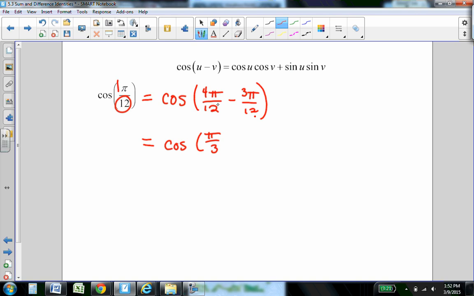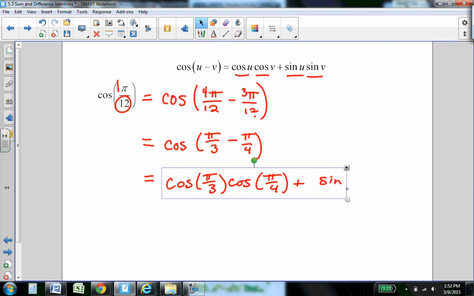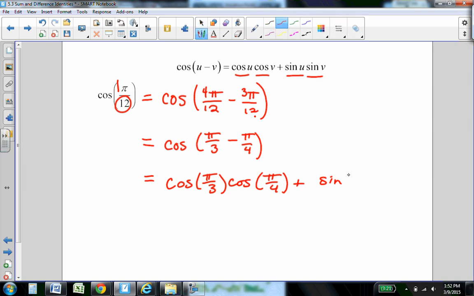Simplifying these down, you get pi over 3 and pi over 4. And we're, again, using the difference. So it's cosine, cosine, sine, sine. Cosine of pi over 3 times the cosine of pi over 4, plus the sine of pi over 3 times sine of pi over 4.